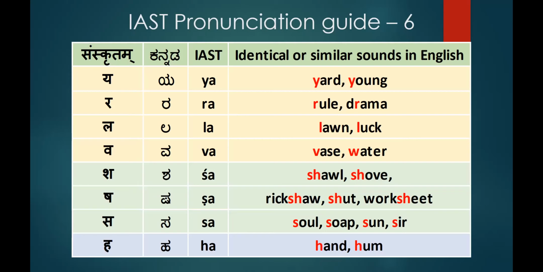Next is sa. This sa does not have any diacritic marks, like in soul, soap, sun, sir. It is all a hissing sound where the tongue is almost touching the back of your upper teeth. Next is ha, as in hand, hum. This is a very easy sound to catch. So with this, I think I have covered both the pronunciation guide and the transliteration equivalents. You need to do a lot of exercises. Rama madam will tell you more about it.